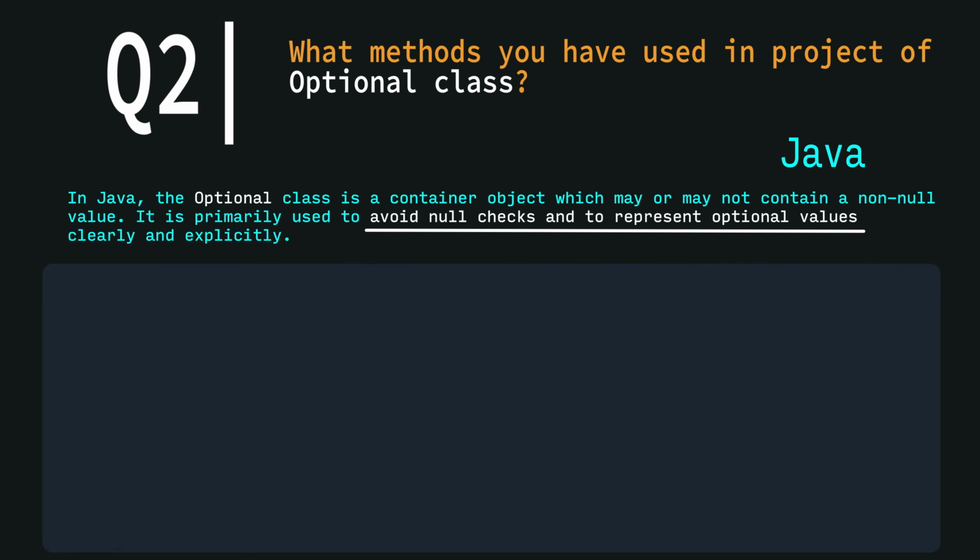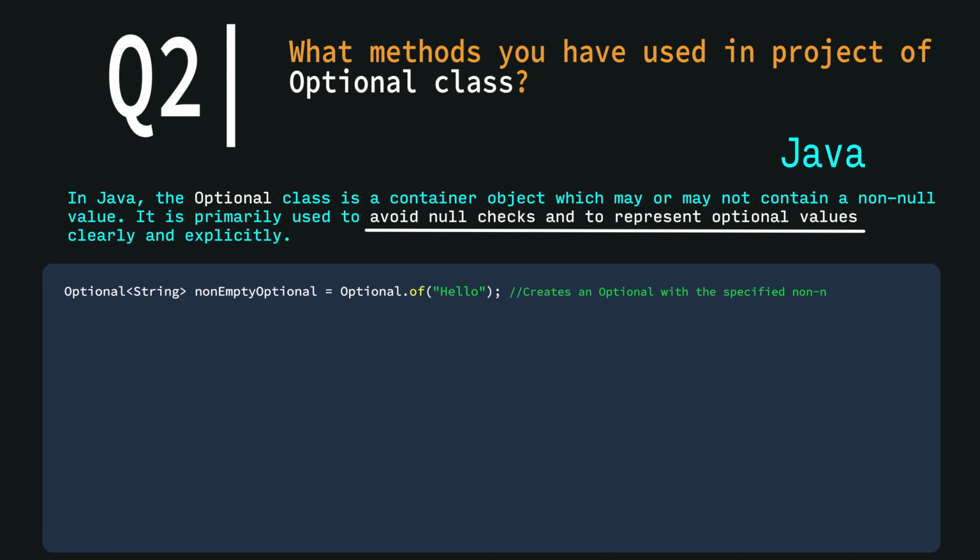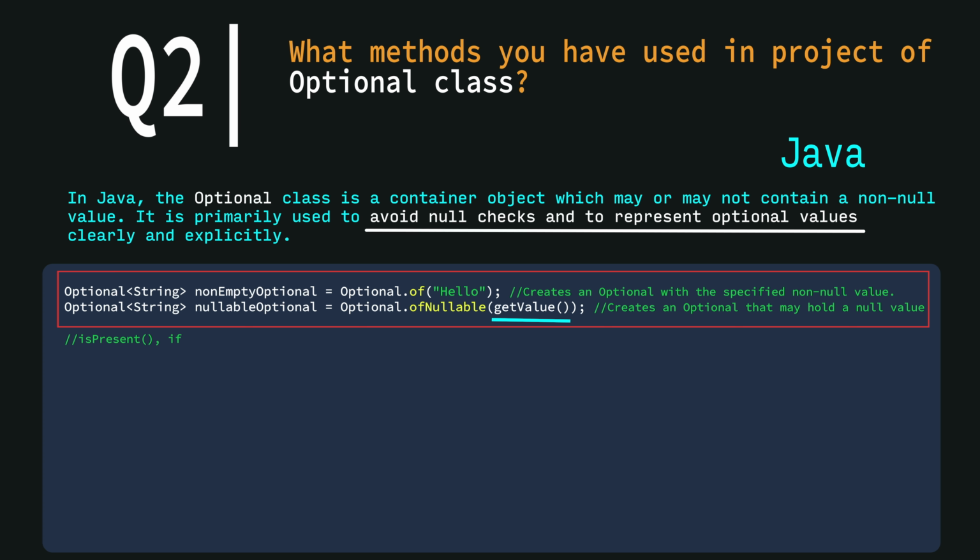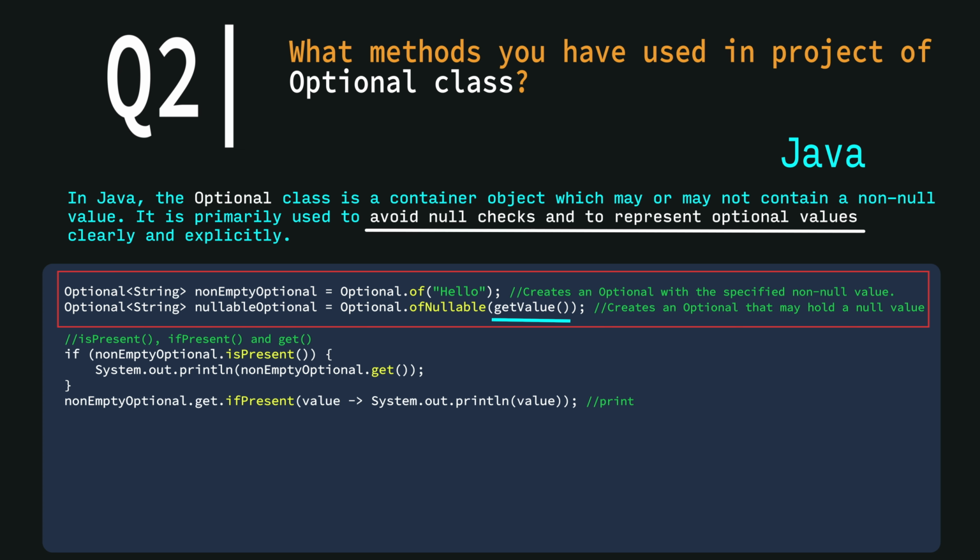There are two ways we can create an object using Optional. Suppose you want to create a string object, you can declare and initialize it using Optional.of or Optional.ofNullable. In the first case, it creates an Optional with the specified non-null value, and in the second case, it creates an Optional that may hold a null value.